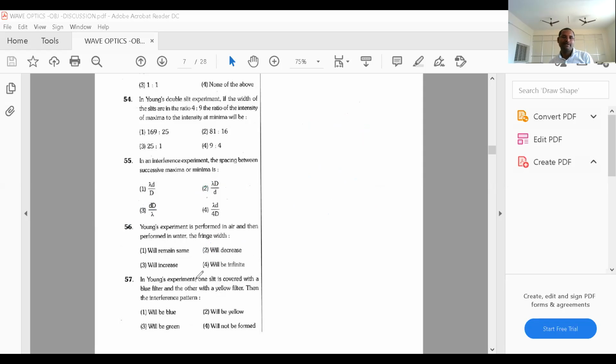Next, in Young's experiment, one slit is covered with a blue filter and the other with a yellow filter. Then what will the interference pattern be? Both the colors are different, so the phase difference will not be a constant value. Due to that, fringes will never form if we use different colors for the two slits. The condition is that monochromatic light should be there, that is the reason. Got it? So 57 questions are over.